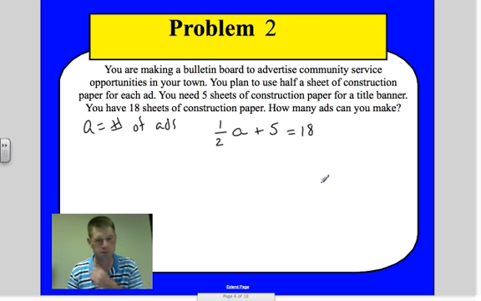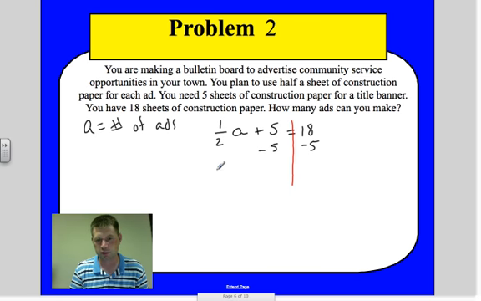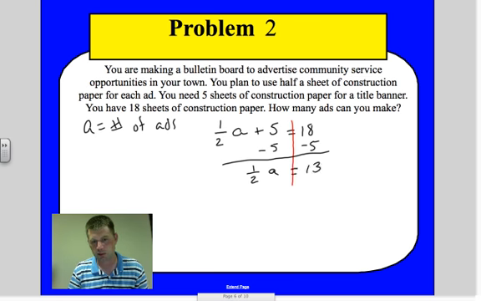So now we're just going to go through and solve. Again, for your benefit, we draw that line and I start going through. First I have to subtract 5 because addition subtraction first there. That's going to leave me with a half of an A equal to 13. Now to counteract the 1/2, I gotta multiply by 2.